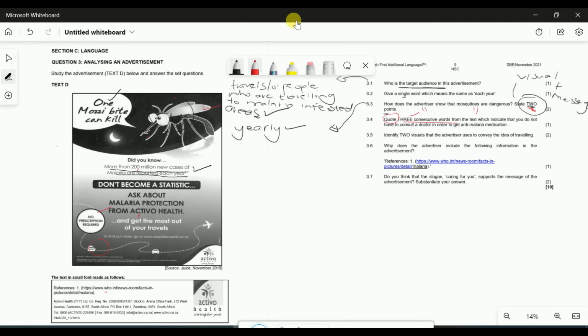So we go into the text itself. Of course, here is our answer. No prescription required. How many words do we have? It's 1, it's 2, it's 3. So for this 3.4, we are going to collect another mark.